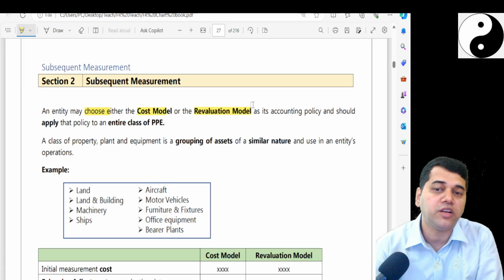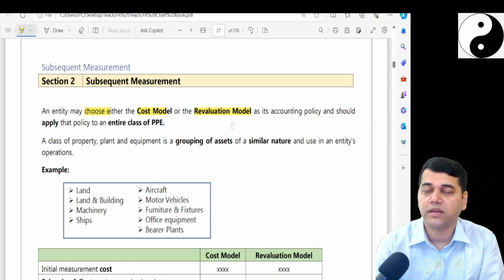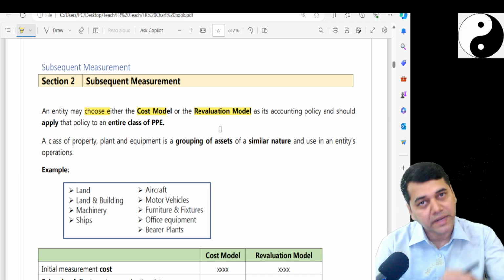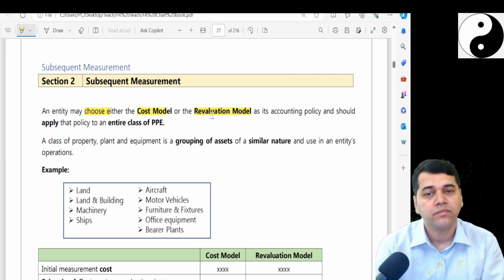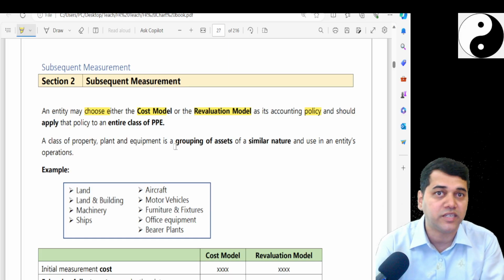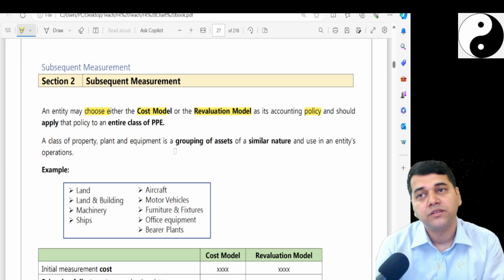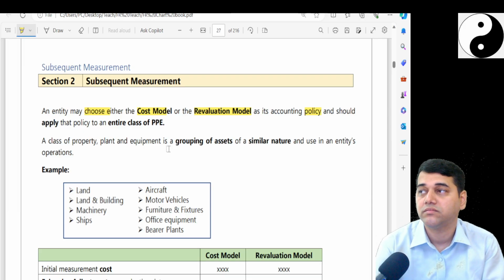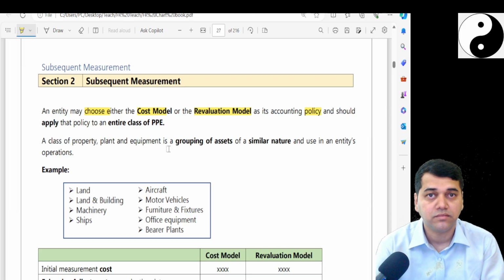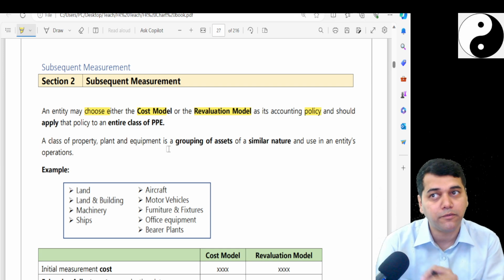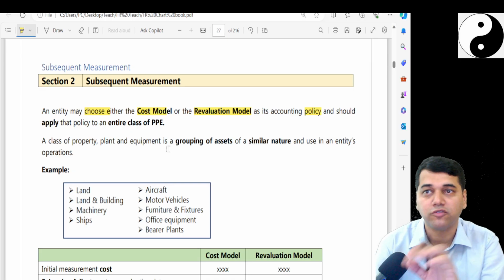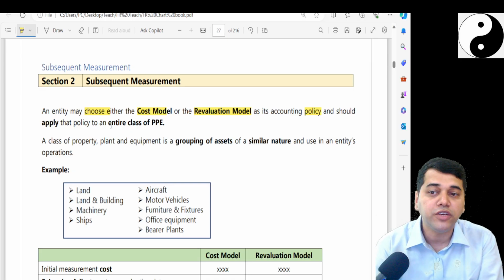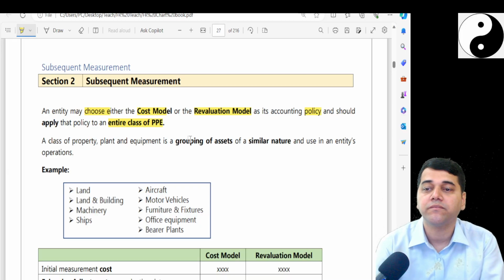Either cost model or revaluation model. That means you can choose to maintain your assets at cost only, or at revaluation, and it is a policy choice. But whatever you do, two things. One, you need to apply it consistently every year. If you change it, this becomes a change in accounting policy which applies retrospectively as per Ind AS 8. You can't simply play with it. You can't say, oh, I will make a good profit this year, let me change. That is not permitted. Second, you need to apply it for the entire class of PP.